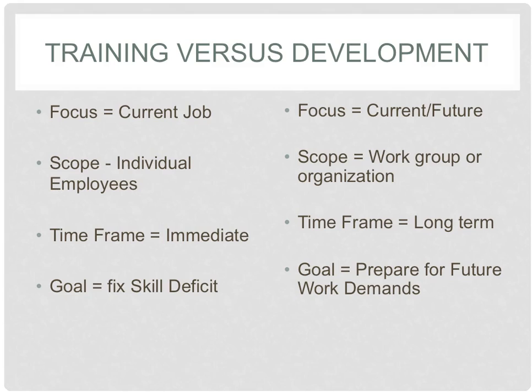Development, the focus is on current and future jobs. It's looking to the future and what we might need people to do in this moment, but also what we need them to do perhaps in the future. So we need to be thinking more strategically in predicting where we want people to go, what we want our organization to look like in the next few years. The scope is much more focused on work groups and organizations and how the whole unit is going to work together. Obviously, we think about individual development as well because there's career paths and things like that we need to be addressing. But we also are focused on work groups and organization level issues.